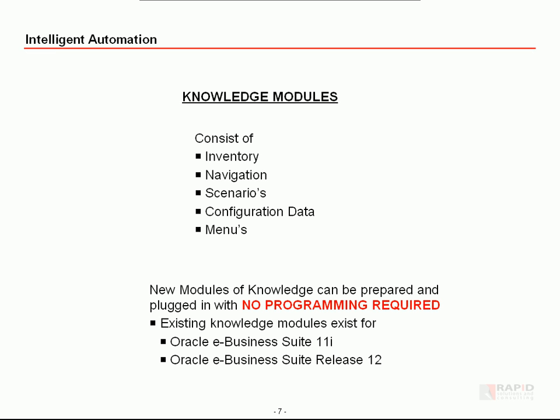Welcome back to part 2. The knowledge modules that plug into the engine consist of the following things you can see on the screen. To give you a brief explanation, the inventory list is all of the screens, whether they be forms or HTML, and all of the fields on each screen form the inventory. The tool needs to know every screen and every field, every checkbox, every radio button, every button on the screen needs to be documented.